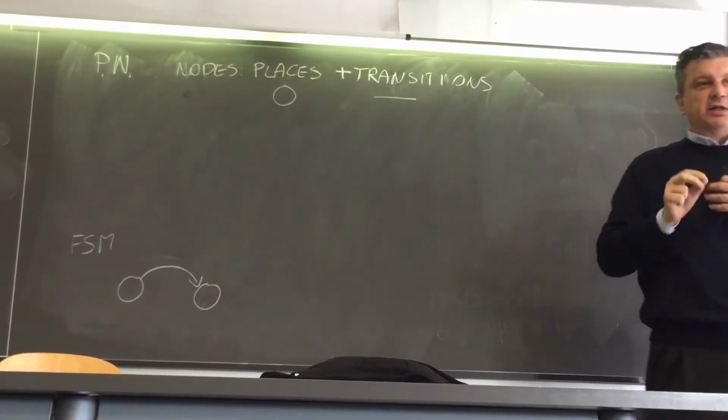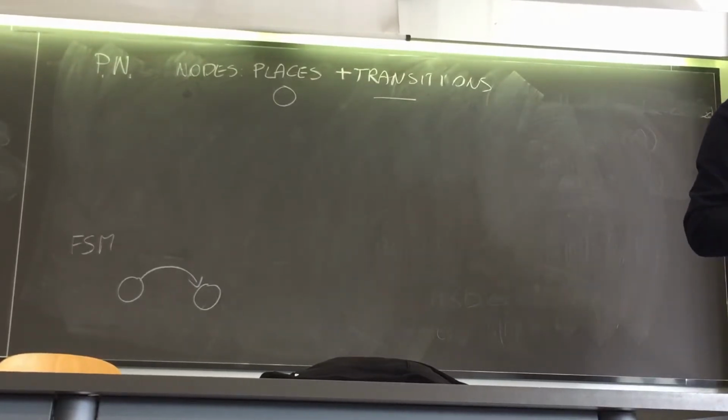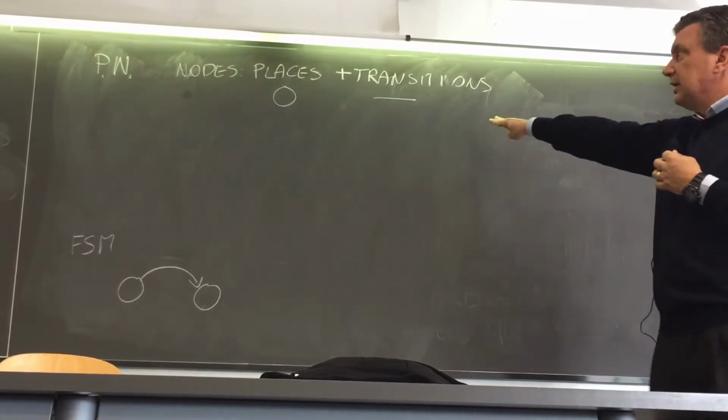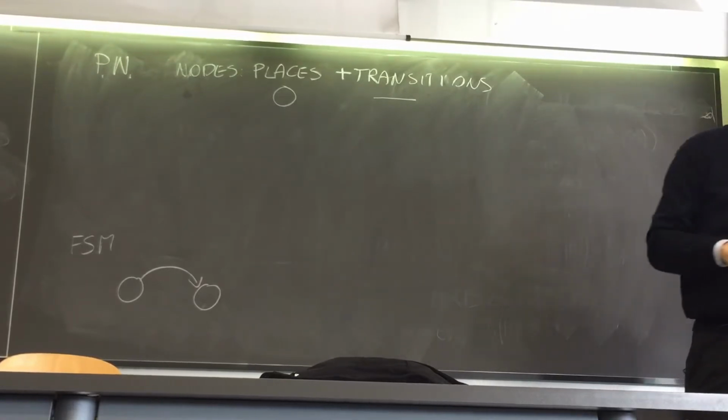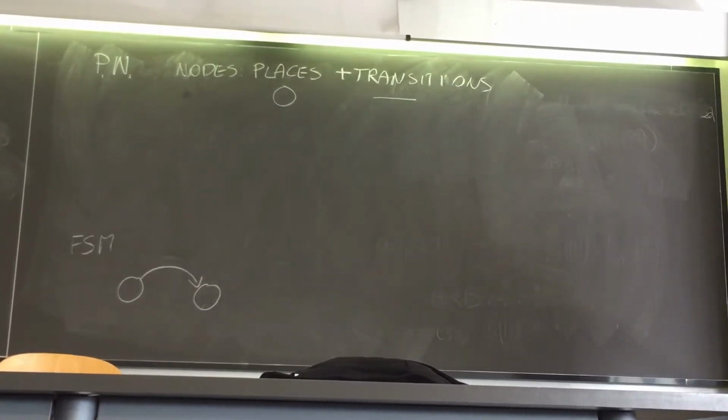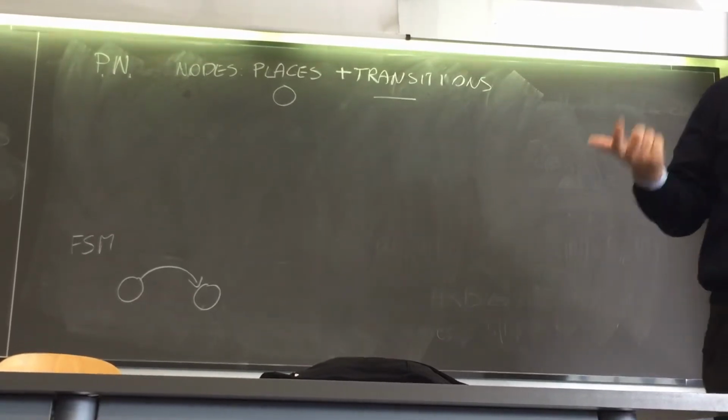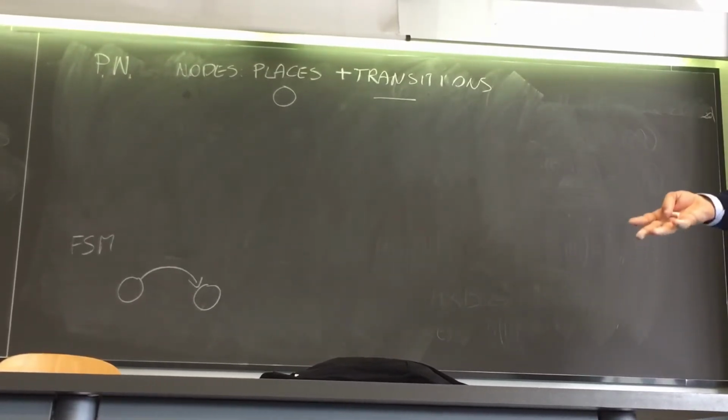There is a slight possible misunderstanding about the word transition. Transition is here a node of the Petri net, but it's also a word in English. So transition means to change from something to something else.